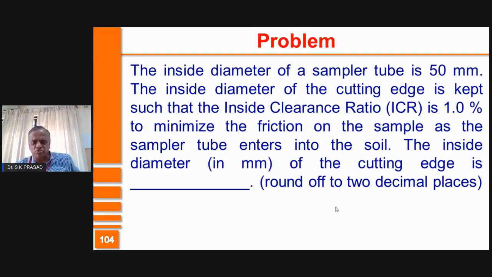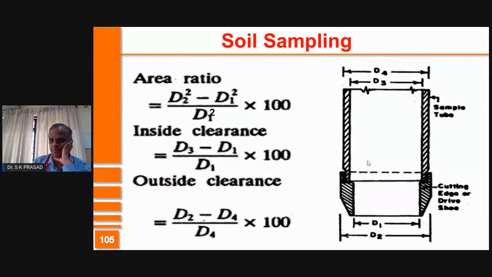Basically, the objective is to keep it low such that you minimize the friction on the sample whenever the sampling tube enters into the soil. The inside diameter of the cutting edge is what we have to find, expressed within two decimal places after the decimal point.